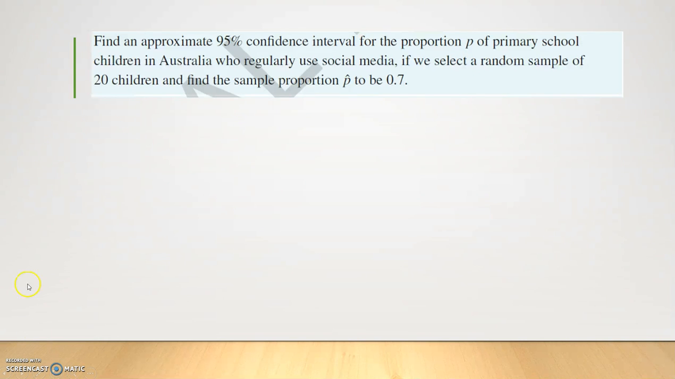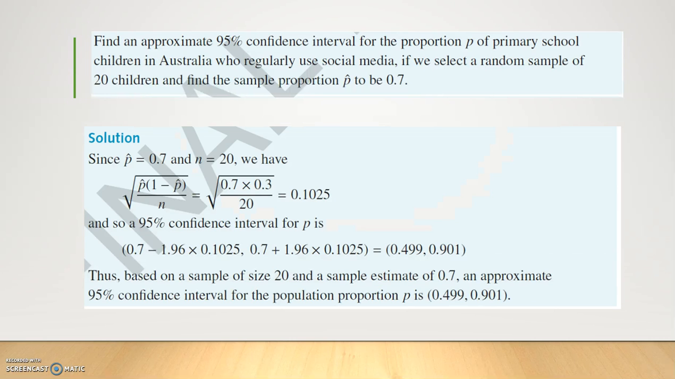Let's look at this example. Find an approximate 95% confidence interval for the proportion P of primary school children in Australia who regularly use social media. If we select a random sample of 20 children and find the sample proportion p hat to be 0.7. So in this example, the sample size is 20 and the sample proportion is 0.7.